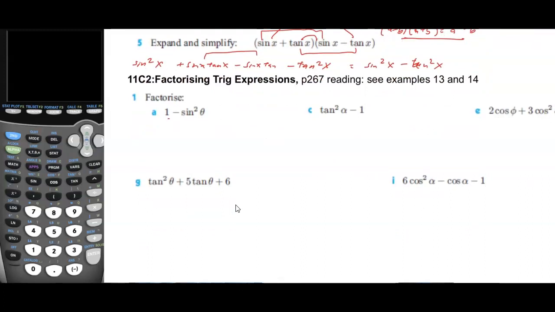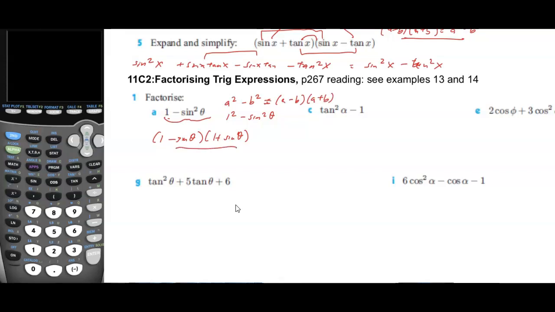Okay, factorize. So if I'm going to factor this, remember this is a famous identity. It's a squared minus b squared. So it's 1 squared minus sine squared theta. So this is equal to 1 minus sine theta and 1 plus sine theta. Because remember, a squared minus b squared is equal to a famous identity. It's a minus b times a plus b. Okay, and that's what I did here.